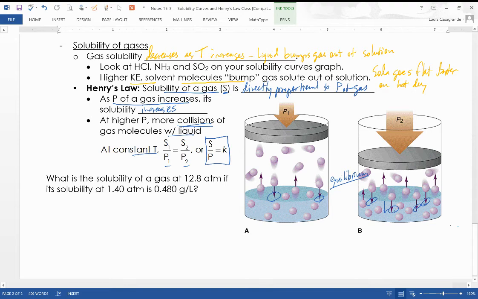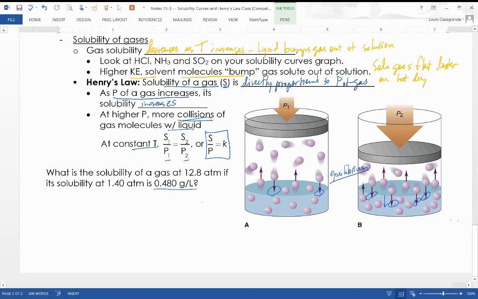In the homework, you'll have one question in which you're going to come up with this constant. And the constant can depend on how you measure your solubility. One of the ways we're going to measure solubility is in terms of the grams of gas that can be dissolved in a liter. So I want to know what's the solubility of a gas at 12.8 atmospheres. This is going to be my P2. If its solubility S1 at P1 of 1.40 atmospheres is 0.480 grams per liter.